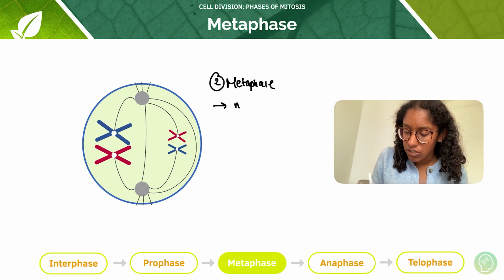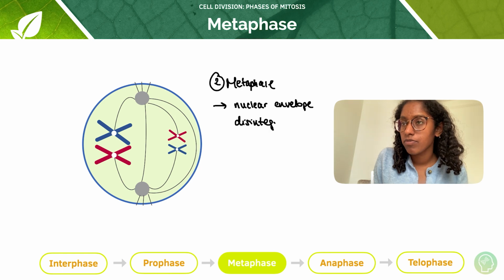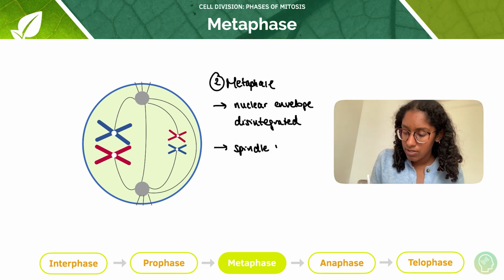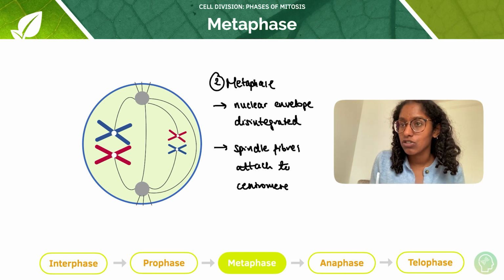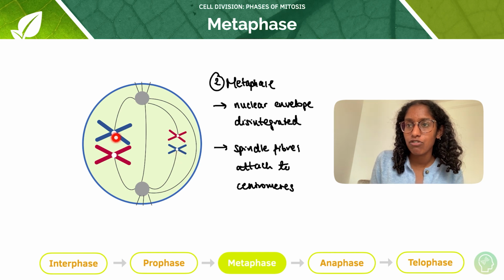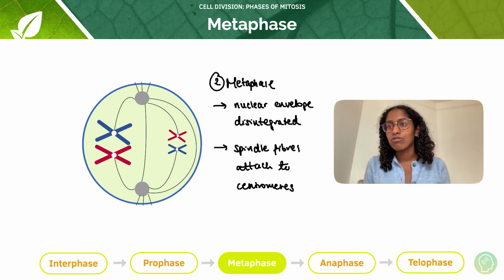So by this stage, the nuclear envelope has disintegrated, that it has gone, and the spindle fibres attach themselves to the centromeres of each chromosome. So you can see the spindle fibres have extended further towards the centre of the cell, and they've attached to the centromeres of the chromosomes.